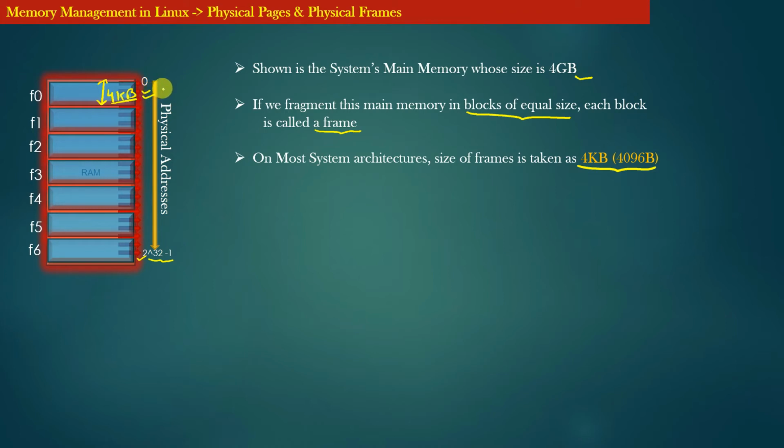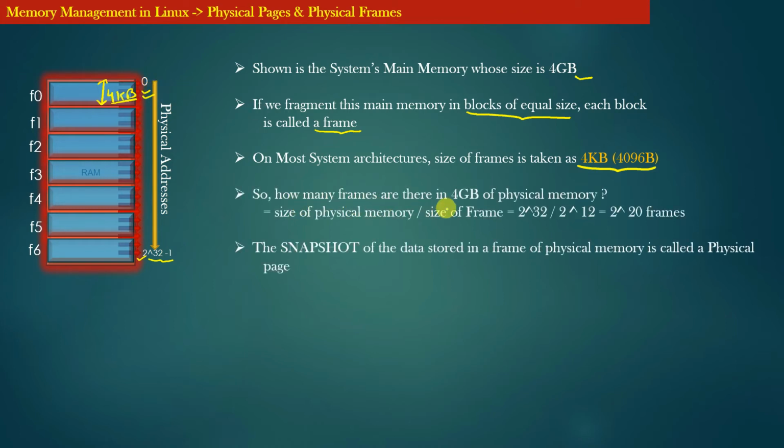So now the question is, how many frames are there in this 4 GB of physical memory? Just apply simple mathematics and you will get that the number of frames will be equal to the size of physical memory divided by the size of one frame. So it means that this 4 GB of physical memory is divided into 2 raised to the power 20 frames of equal size.